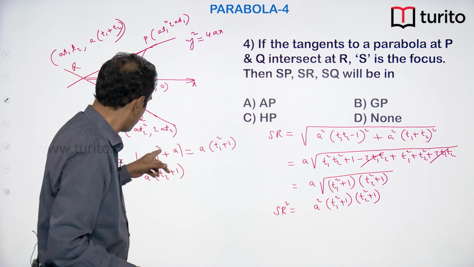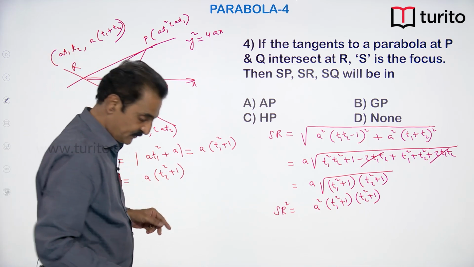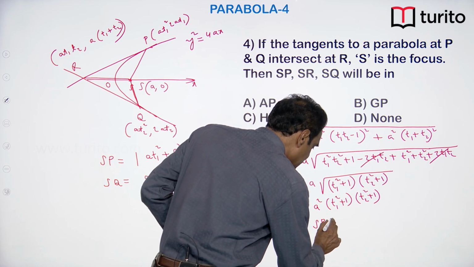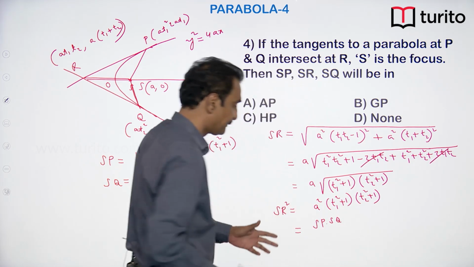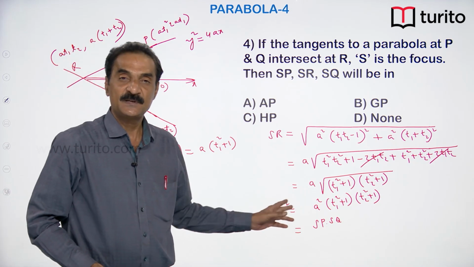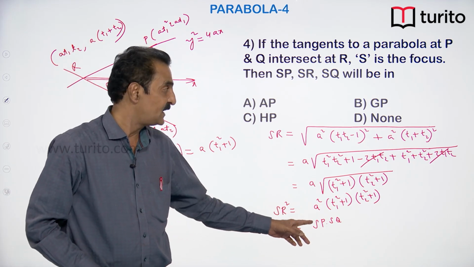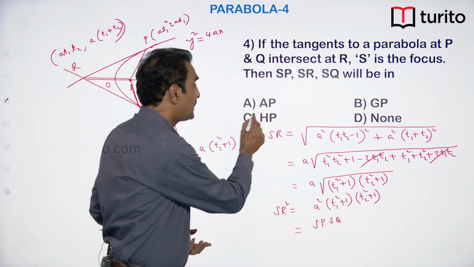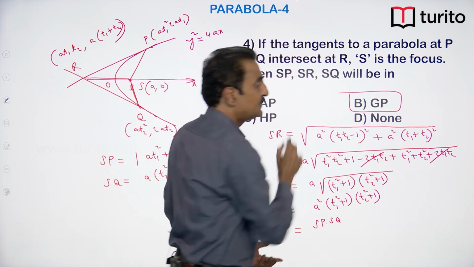What is this? It is the product of SP and SQ. So we can write SR square is equal to SP into SQ. If SR square is equal to SP into SQ, then SP, SR, SQ will be in what? Geometric progression. Answer is second option.